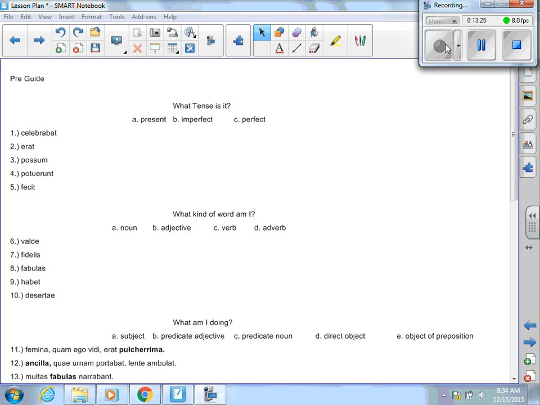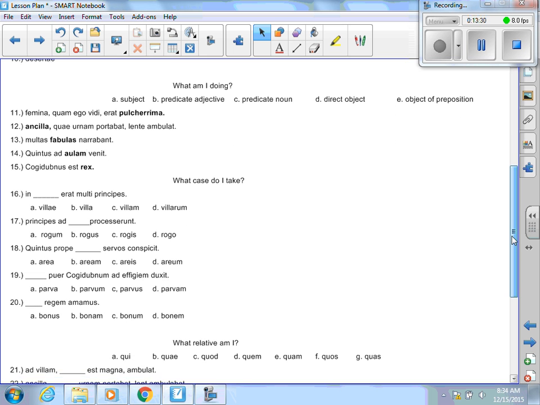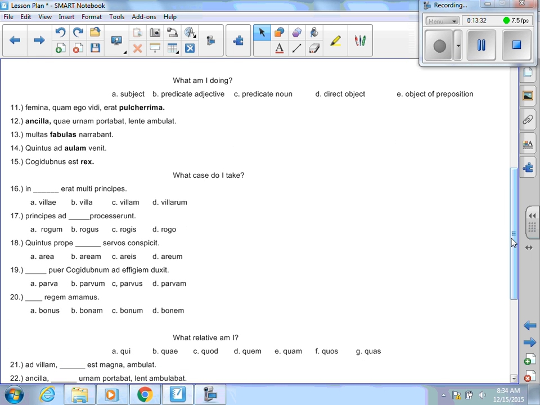Okay, next I have 11 through 15. Try those out, see how you do. Am I the subject? Am I a predicate adjective? Am I a predicate noun, direct object, or object of a preposition?